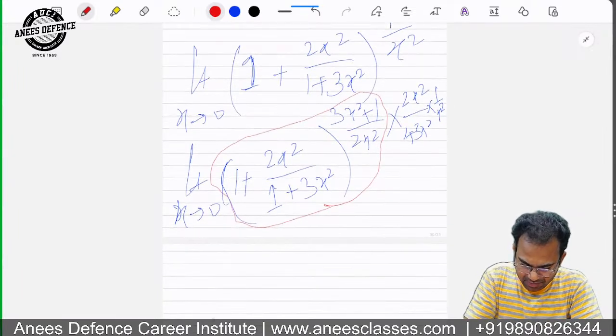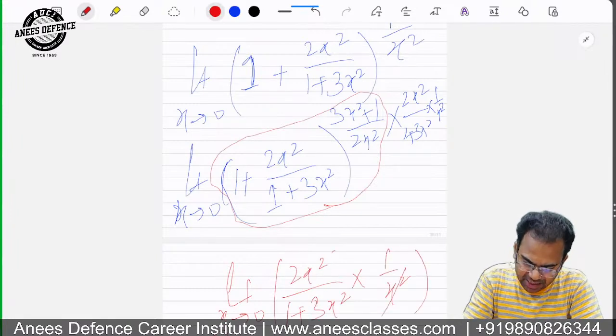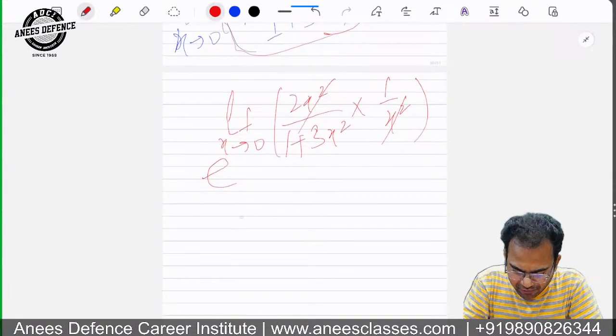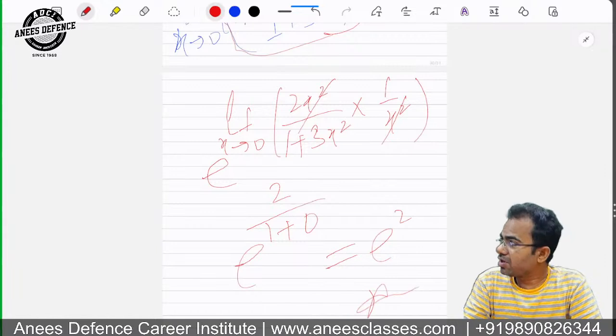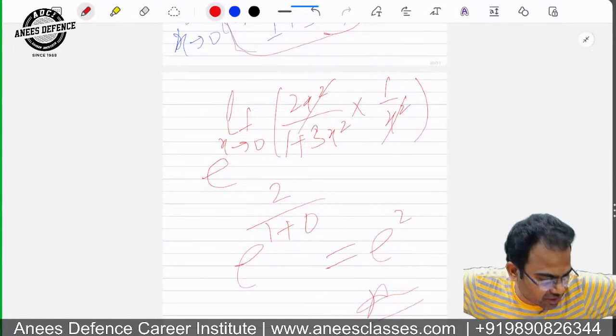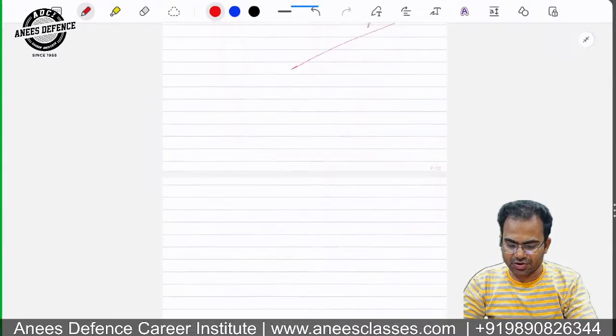as e to the power limit x tends to 0 of 2x square upon 1 plus 3x square into 1 upon x square, which will be cancelled out. Now the 0 by 0 form has been removed, so we can put the limit point. So it will be 2 upon 1 plus 0. You will get e to the 2. So this was the last question for today. Solve this question as a homework.